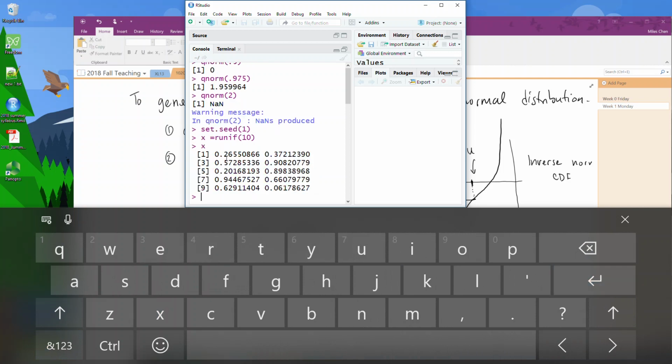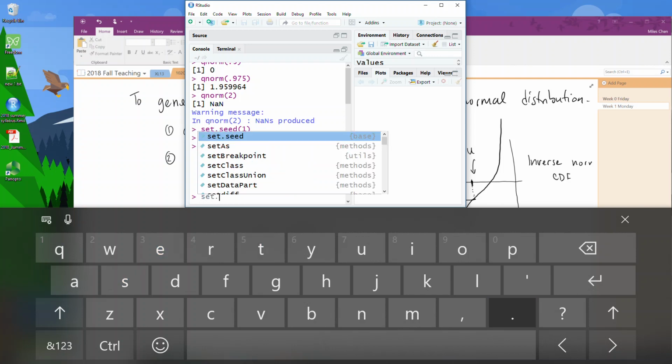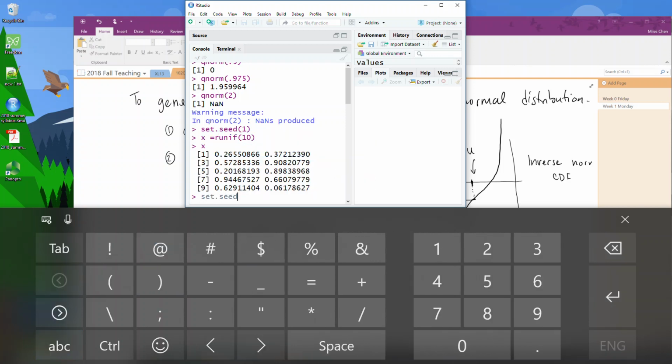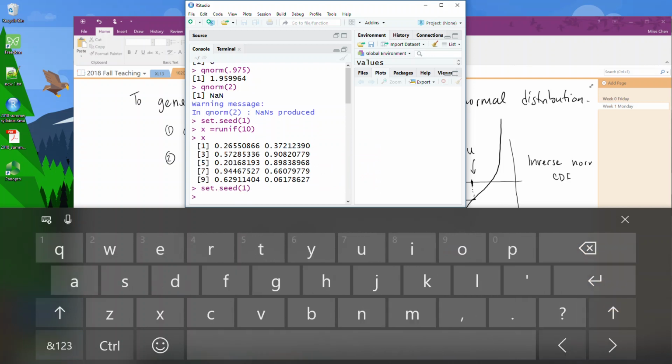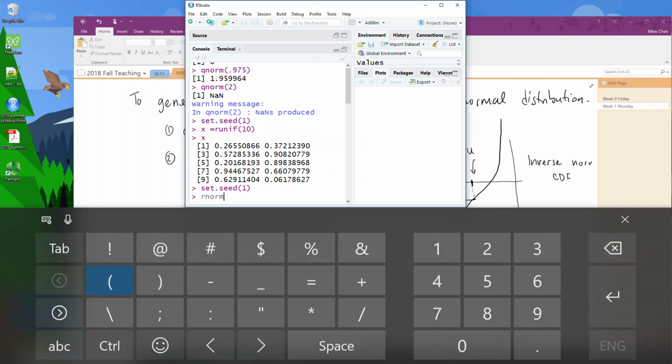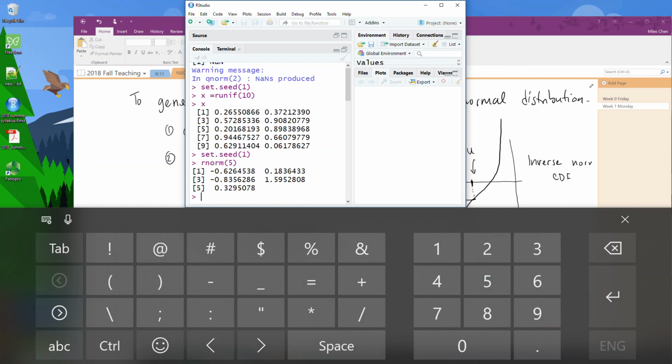Now, for whatever reason, R only uses every other value, okay? So let me go back to set.seed(1), and then let me ask for 5 with rnorm. I ask for 5 random normal numbers, and there they go.